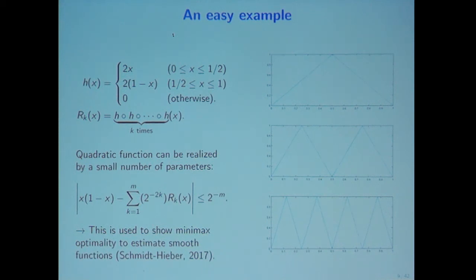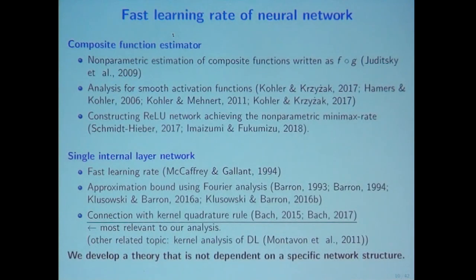So actually, the approximation error drops exponentially with respect to the number of layers. This is used to show the minimax optimality to estimate a smooth function by deep neural network. As for the generalization error bounds, there have been many, many papers. These are just a part of that.